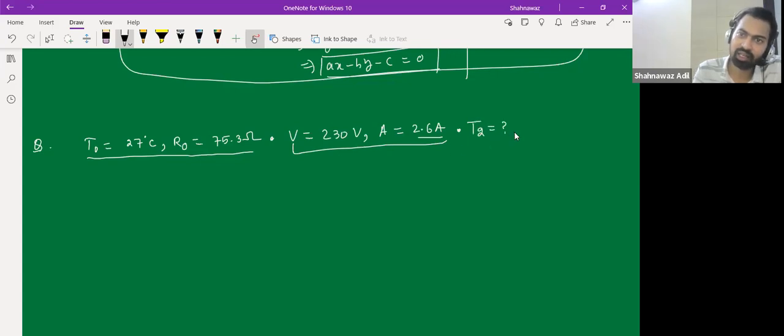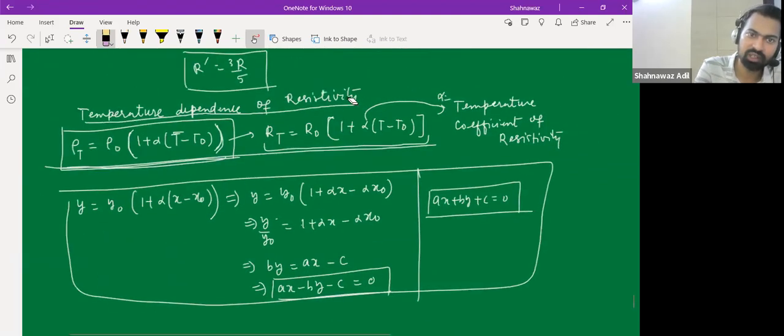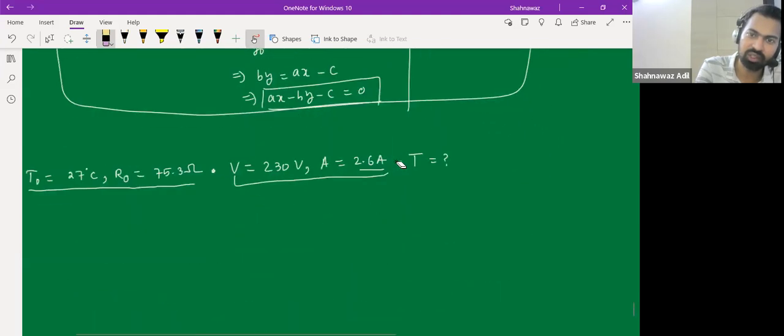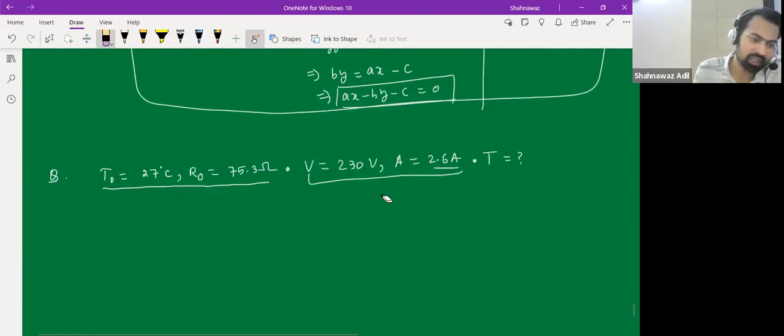I have not written T, I have written T minus T naught. So, this is T. And the temperature coefficient of resistance of nichrome averaged over the temperature range is alpha, 1.70 into 10 to the power minus 4 per degree Celsius. So this is the question.